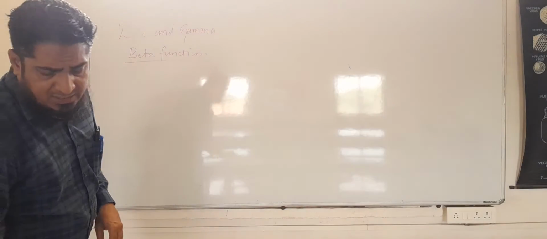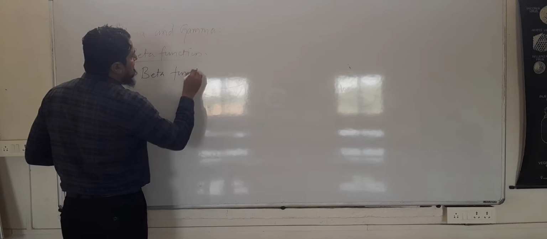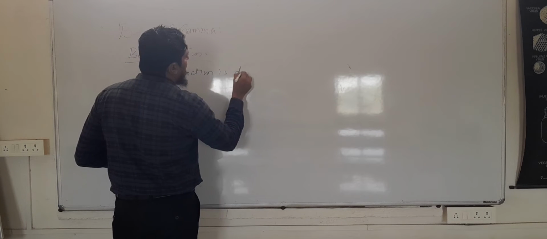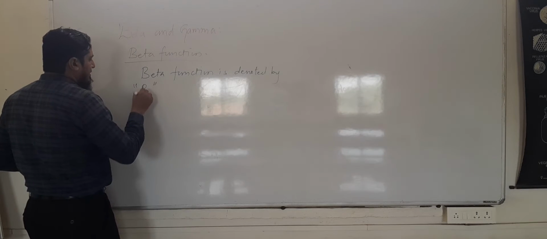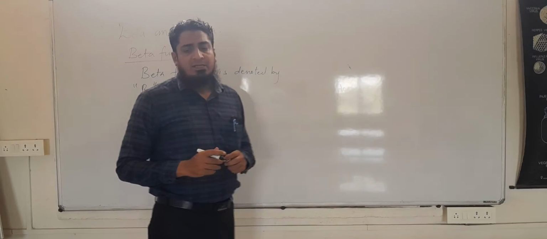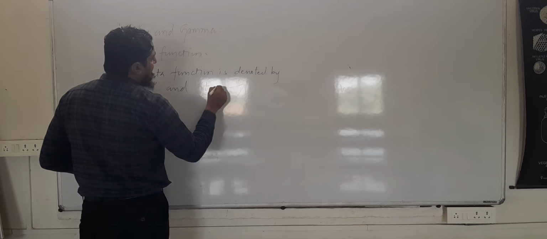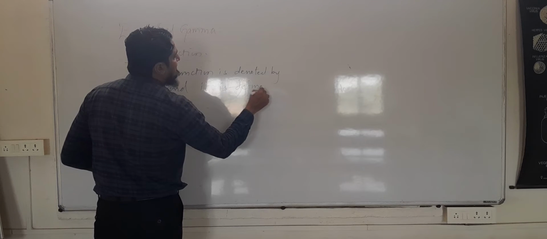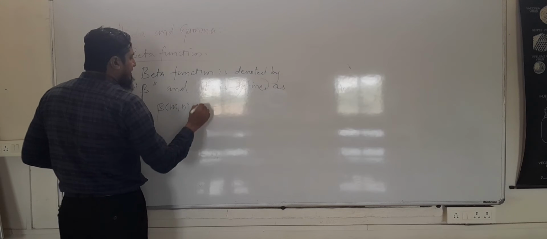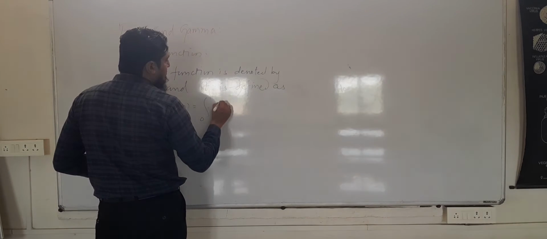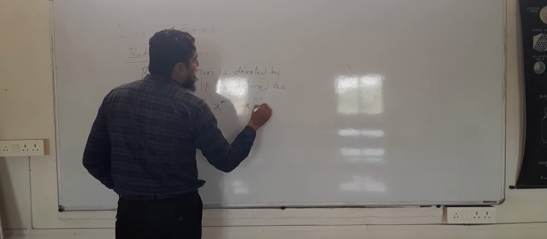Beta function is denoted by the symbol beta having a long tail, and it is defined as beta of m, n is equal to integration from 0 to 1 x raised to m minus 1 into 1 minus x raised to n minus 1 dx.